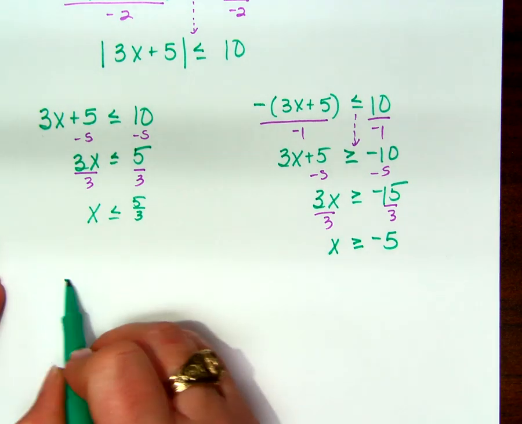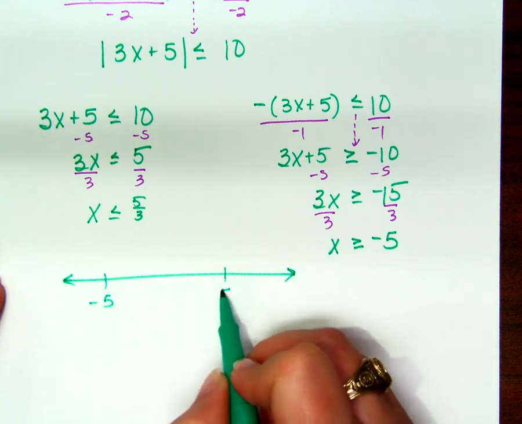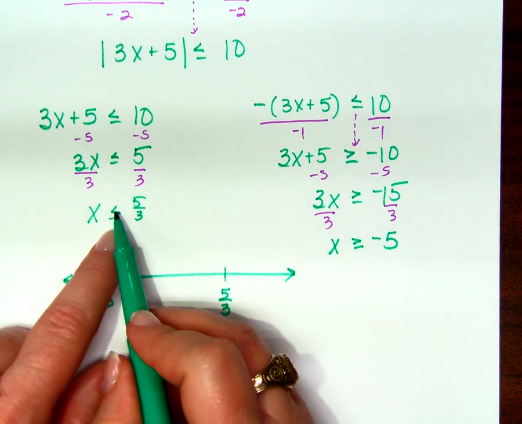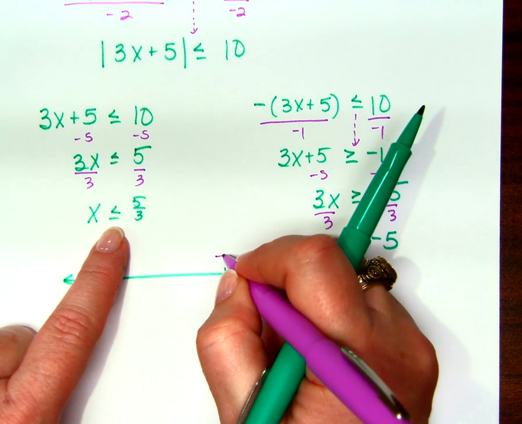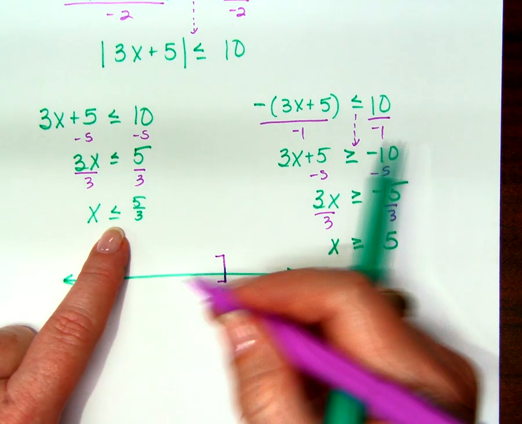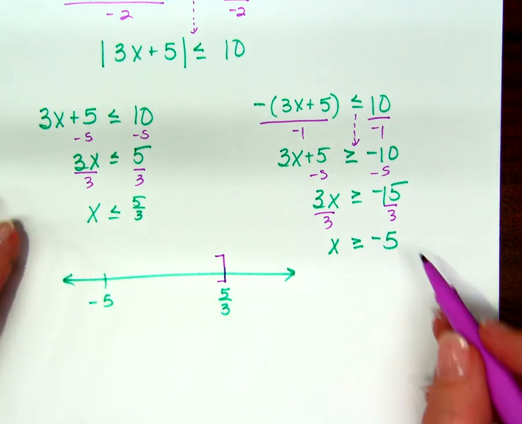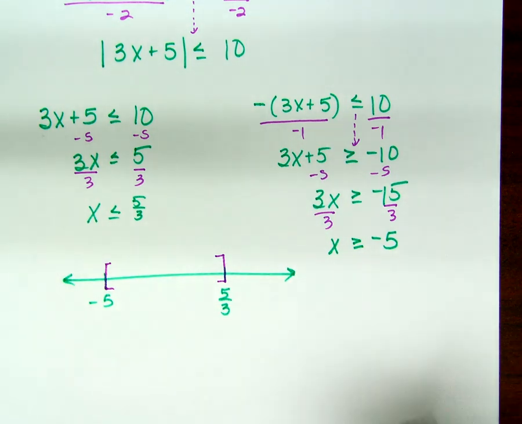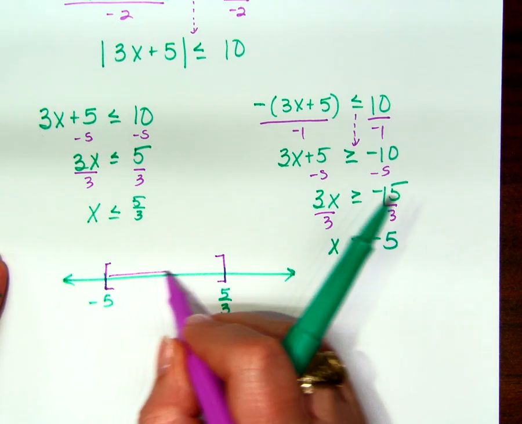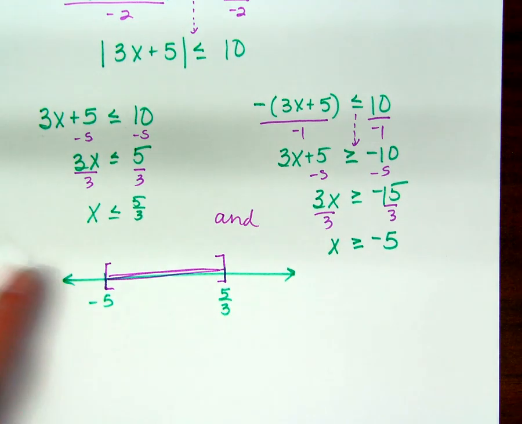Okay? So here's my graph. Here's my negative 5. Here's my 5/3. It's everything less than or equal to 5/3. So I know on my 5/3 I've got a bracket, right? And it's going that way. This is greater than or equal to negative 5. So again, it's a bracket, but it's greater than, so it's going that way. So now tell me, is it an and or is it an or? Because it's going toward each other, right? So it's and both of these.